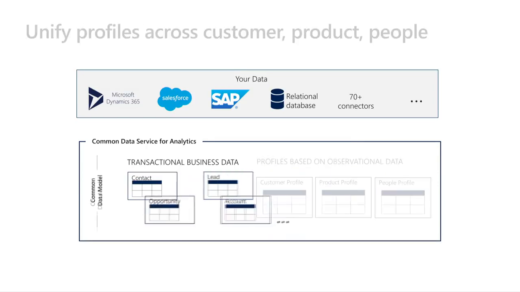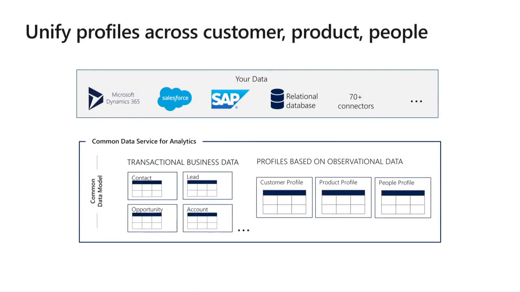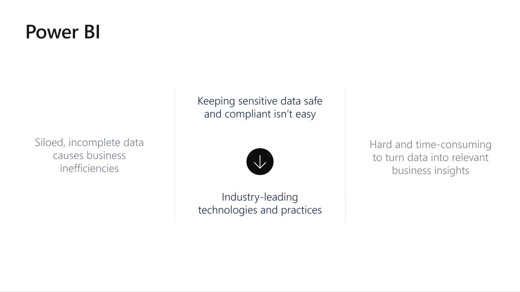You can also bring in data that's custom to your organization to this big data store. Next, we build unified profiles of all the data in the big data store across the three primary entities: customers, products, and people, the entities that matter most to your business. These unified profiles automatically include the data that's in the Common Data Model, but can also include custom data in your organization.